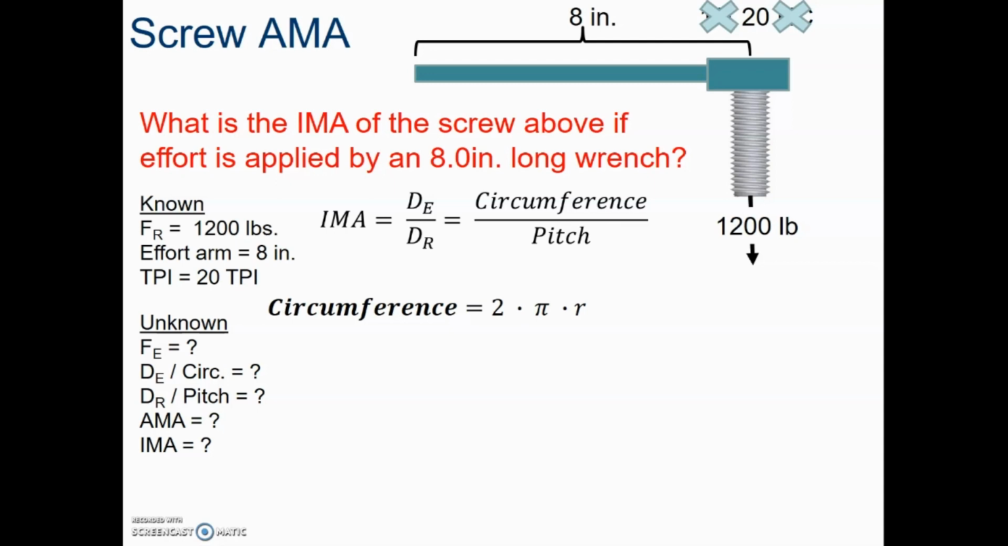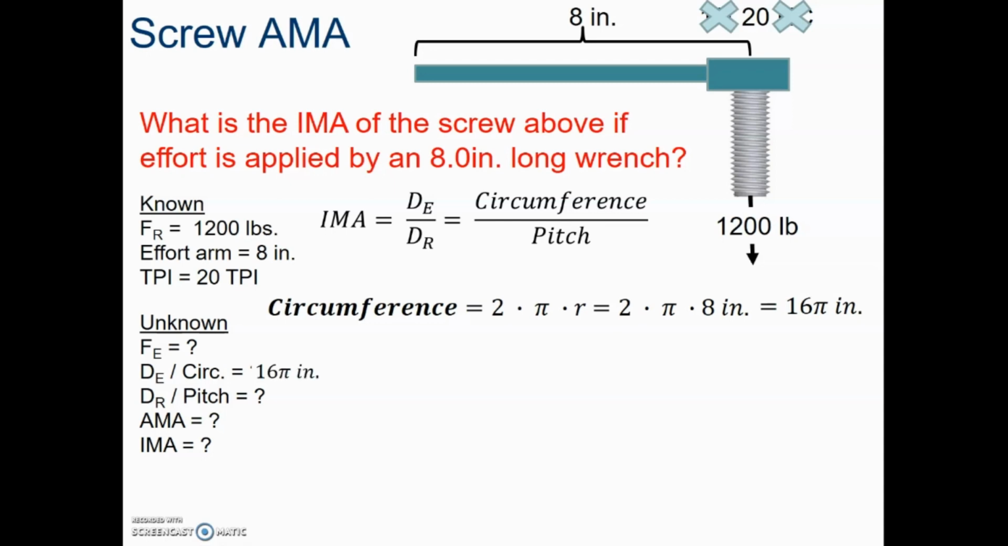And we're talking about specifically the circumference of the effort arm, the distance it takes to go all the way around that screw. So we know our equation is 2 pi r, where the radius is the length of that effort arm, which we wrote over in our knowns to the left. So I'm going to plug in my effort arm, which is 8 inches, and I'm going to multiply that out. And I find that the circumference of my wrench attached to the screw is 16 pi inches. Not too bad. So let's add that unknown into our knowns.